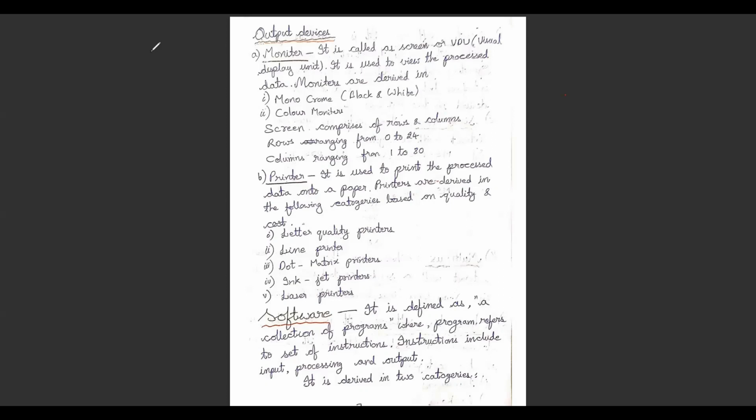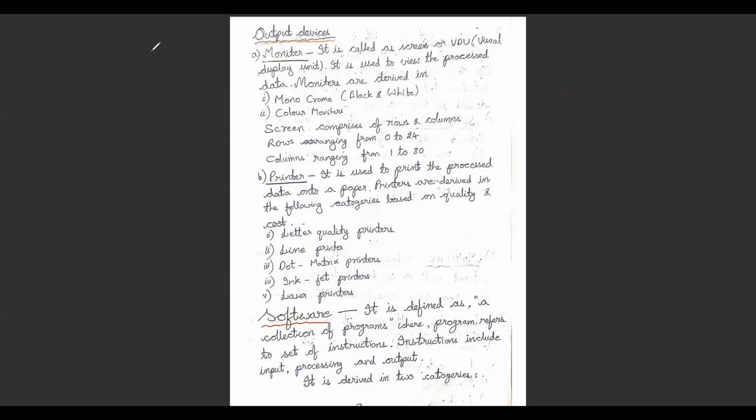Then you have software. It is defined as a collection of programs. So here comes the actual concept. What is software? Generally we'll be asked a question like this: you are doing your engineering in computer science, so you want to become a software engineer, so tell me what is software. That is the basic question, right? Software is defined as a collection of programs, where a program refers to a set of instructions, and those instructions in turn include your input, processing, and output.